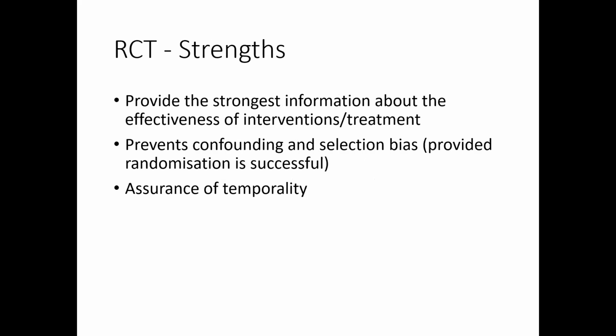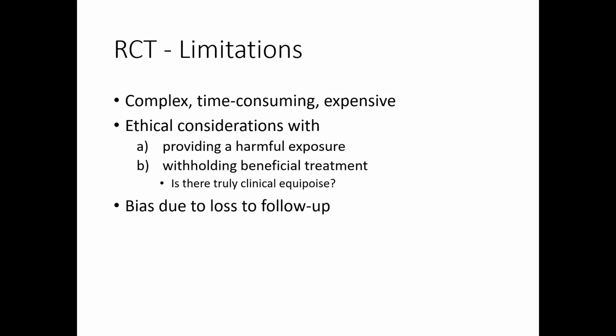So RCTs are the strongest, the purest type of research, in the sense that if you do it well, you don't have to worry about bias, and you don't have to worry about confounding, or at least not anywhere near the extent you need to worry about it in observational studies. And also, you're sure that the exposure happened before the outcome, because you give the exposure and you measure the outcome at the end.